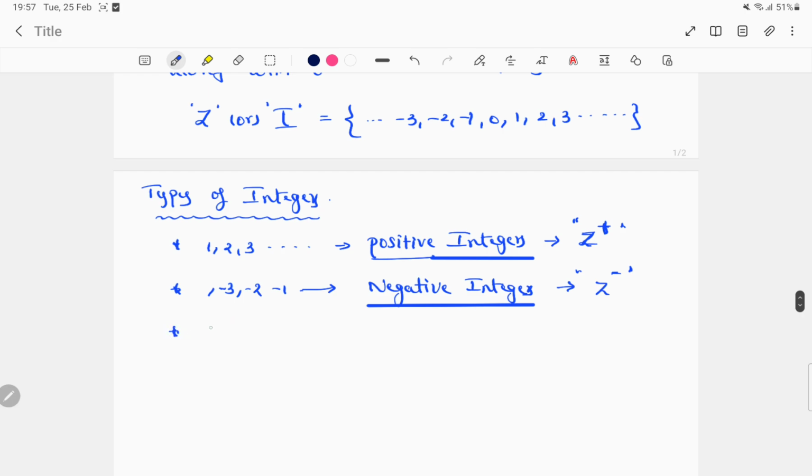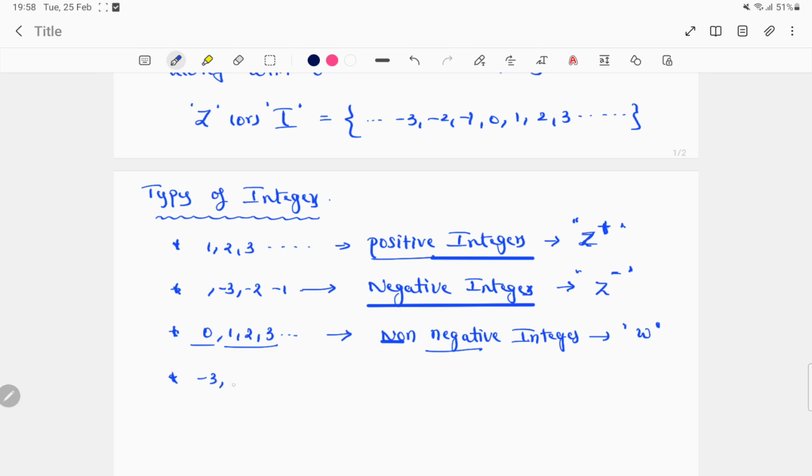So next one, 0 and positive numbers is called non-negative integers. This we can denote by whole numbers, nothing but that. How to remember? No negative. Here there is no negative, along with 0, so it is called non-negative.